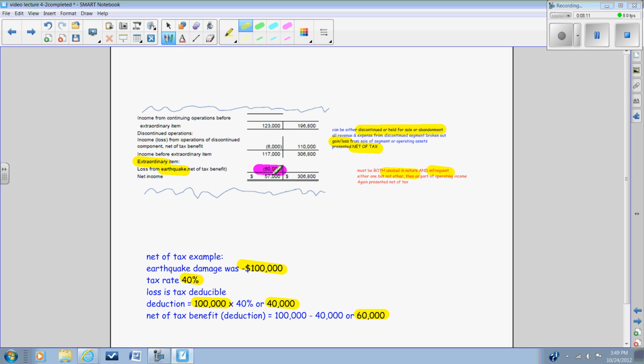That's presented as a negative amount because it is going to reduce net income from our income before extraordinary item to our net income. So we finally get down to our net bottom line. Because of the many complications that can occur, it is always wise to look beyond net income when you're conducting a financial analysis.